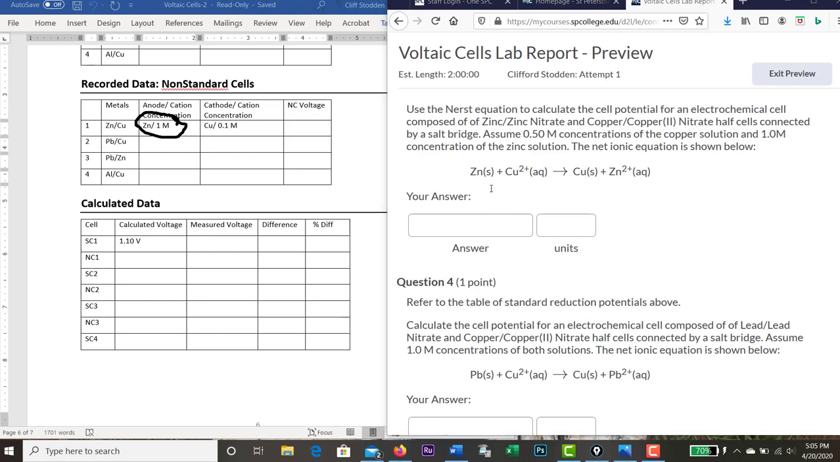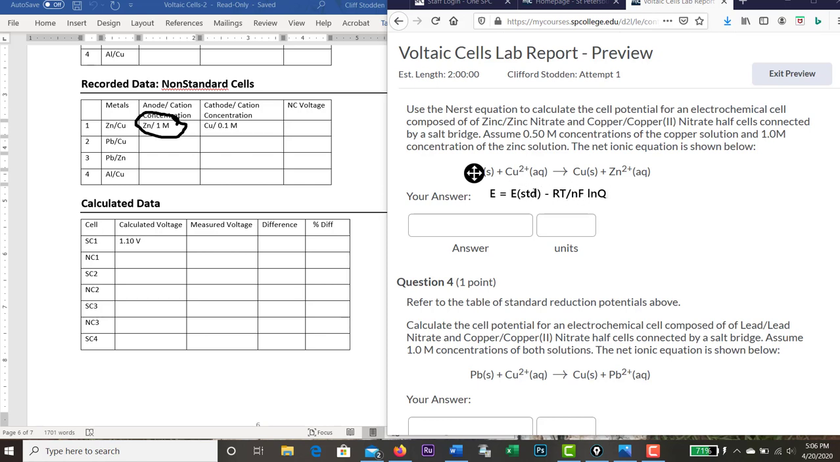Just type that over again. So the Nernst equation says that the E will be equal to the E standard, which we already calculated. That's our 1.1 minus RT divided by NF. That's very important. Then ln of Q.